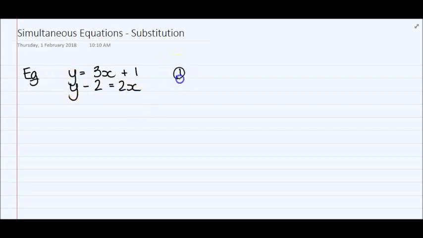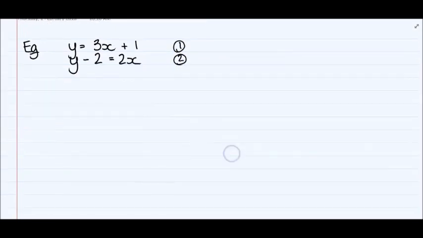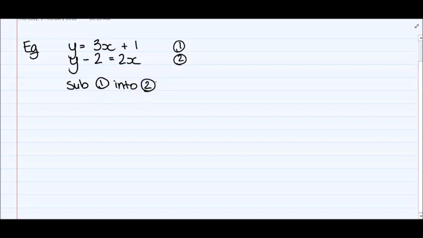So the very first thing I do is I label my equations. That's very important. Now what I'm going to do is I'm going to sub equation 1 into equation 2. So basically in equation 2, every time I see a y, I'm going to put 3x plus 1 instead. So I've got 3x plus 1 minus 2 equals 2x. Now all I need to do is collect like terms and solve. Okay, so 1 minus 2, so I've got 3x minus 1 equals 2x.